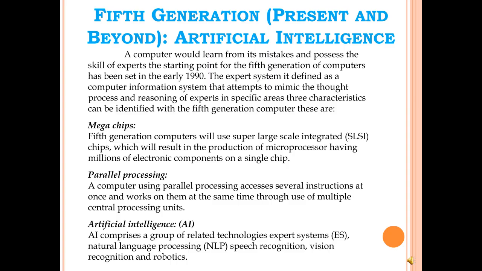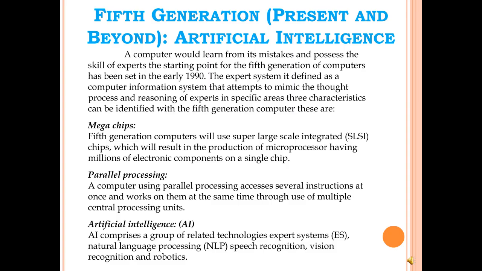An expert system is defined as a computer information system that attempts to mimic the thought process and reasoning of experts in specific areas. Three characteristics can be identified with the fifth generation computer. These are mega chips. The fifth generation computers will use super large scale integrated chips, which will result in the production of microprocessors having millions of electronic components on a single chip.